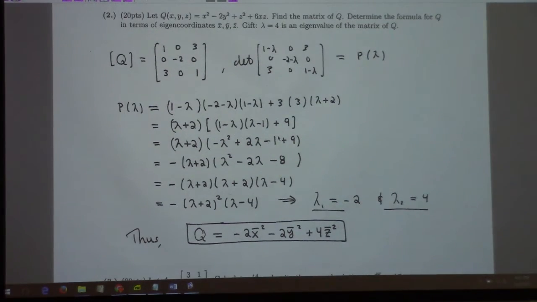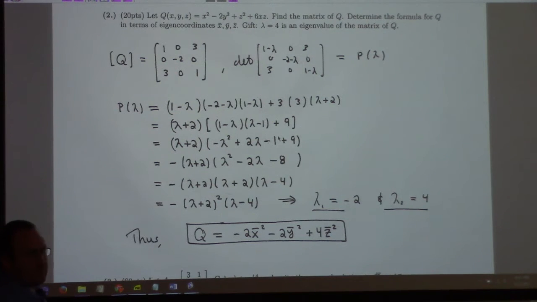So here we've got a quadratic form in 3 variables, and we're supposed to find the matrix of Q. So I do that. You see the x squared gives me the 1. Minus 2y squared gives me the minus 2. The z squared gives me the 1. This 6xz gives me a 3 here and here.